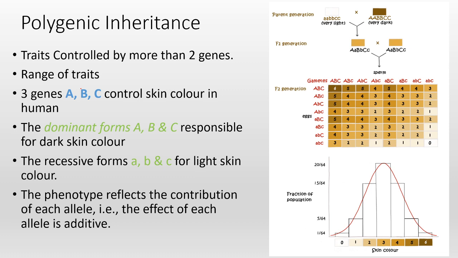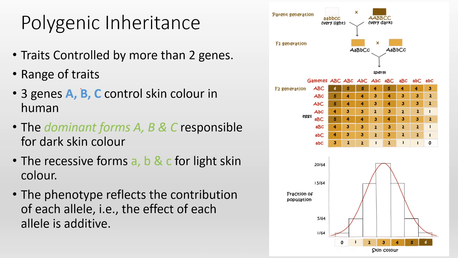So here, when a trait is controlled by two genes or more than two genes, that is called polygenic inheritance. Many genes, more than two genes, that is called polygenic inheritance. And it tries to explain the traits that are not exactly contrasting pairs, but a range of traits. To give you the example of skin color, skin pigmentation, we all know there's a range of it.